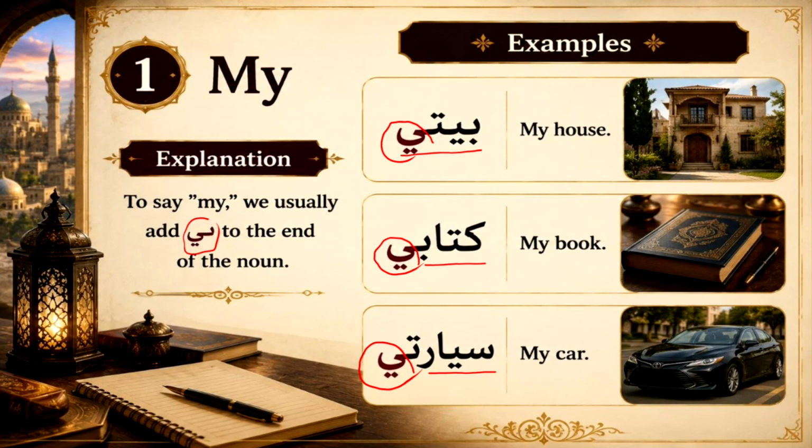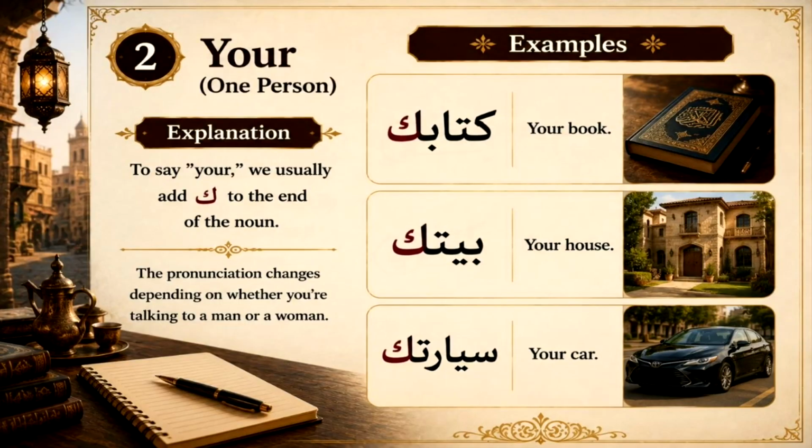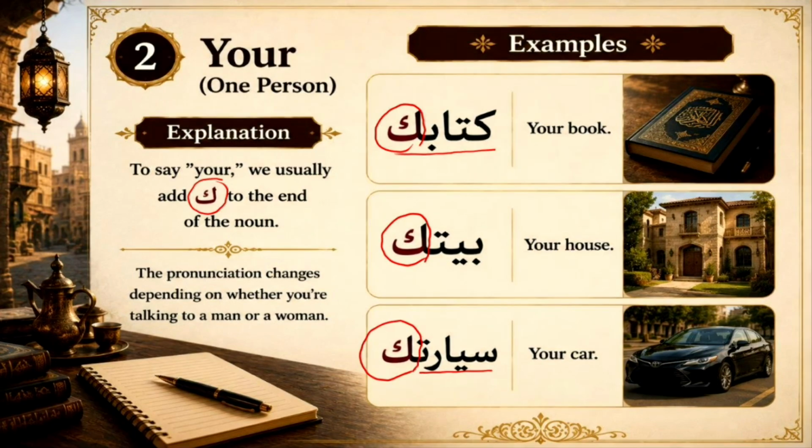Now let's see how to say your. To say your, we usually add kaf to the end of the noun. كتابك, kaf, كتابك. بيتك, your house. سيارتك, your car. The letter kaf tells us your.